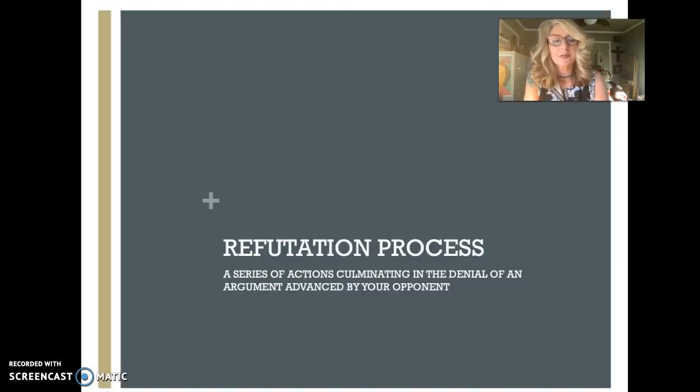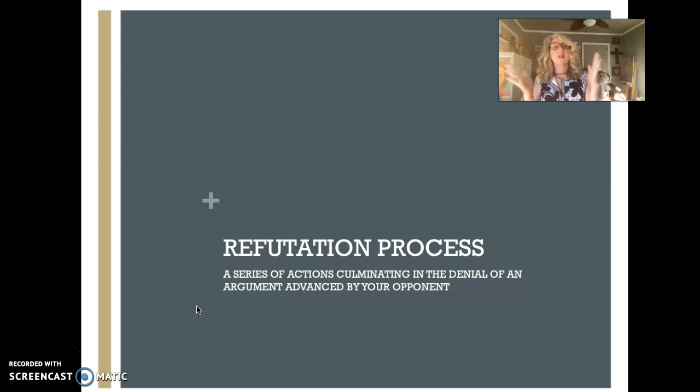So refuting arguments. What is the refutation process? What does it mean? Well, it's a series of actions culminating in the denial of an argument advanced by your opponent. Isn't that great? A series of actions. So it's not just one action. It's a whole bunch of actions that culminate in the denial. So all these actions create this denial of an argument advanced by your opponent. You need a whole bunch of claims against, and all of it culminates in the refusal of the argument that they're presenting.